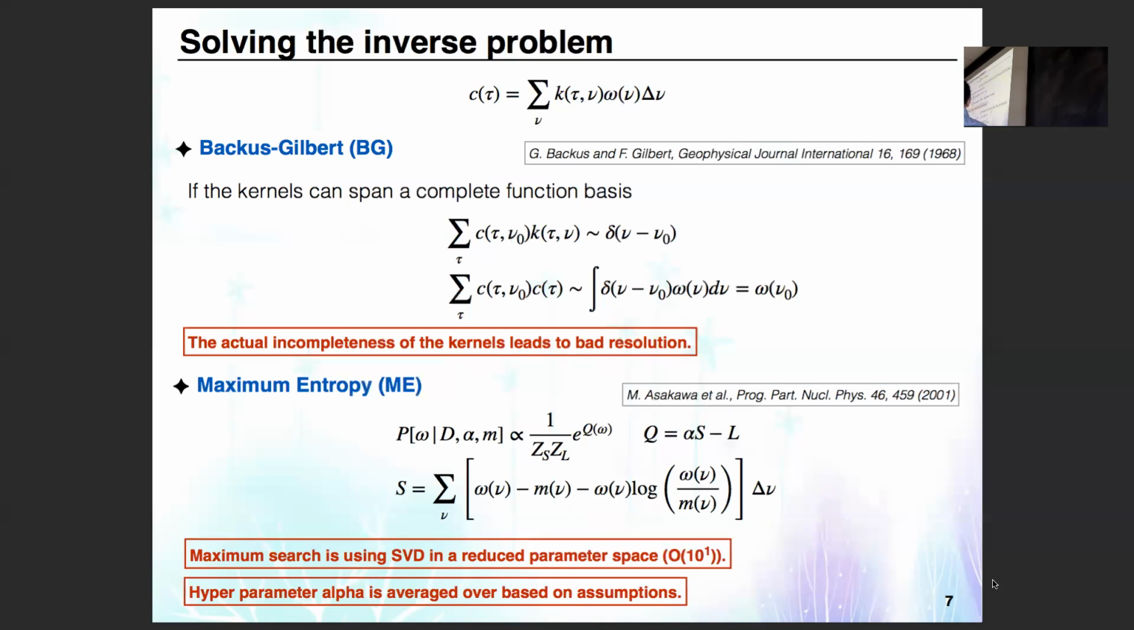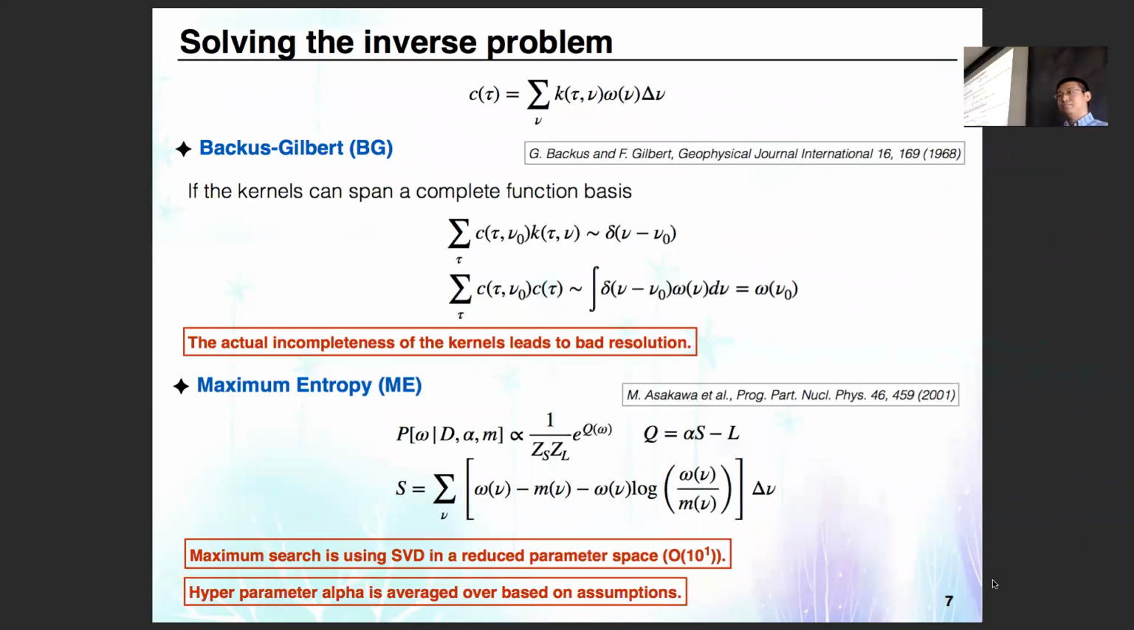If we don't have this S term, the entropy term, and only have the chi-square term, it's just back to our first slide, which has no unique solution. But if we plug in this S term, it can be proved that we can find the unique maximum probability solution.